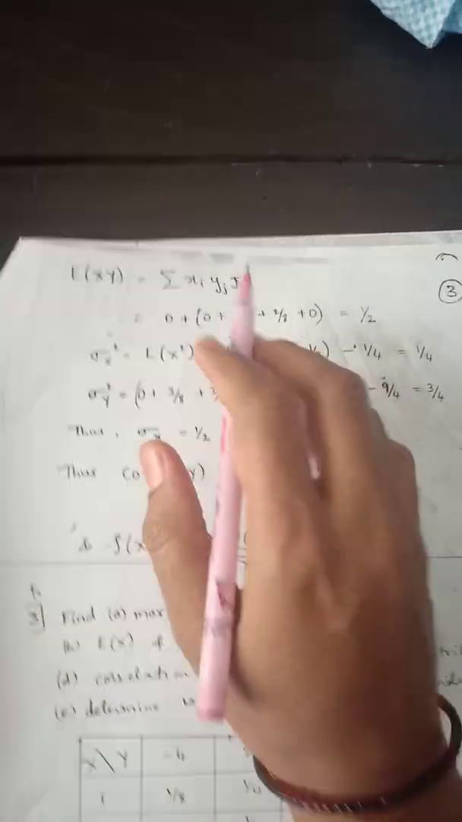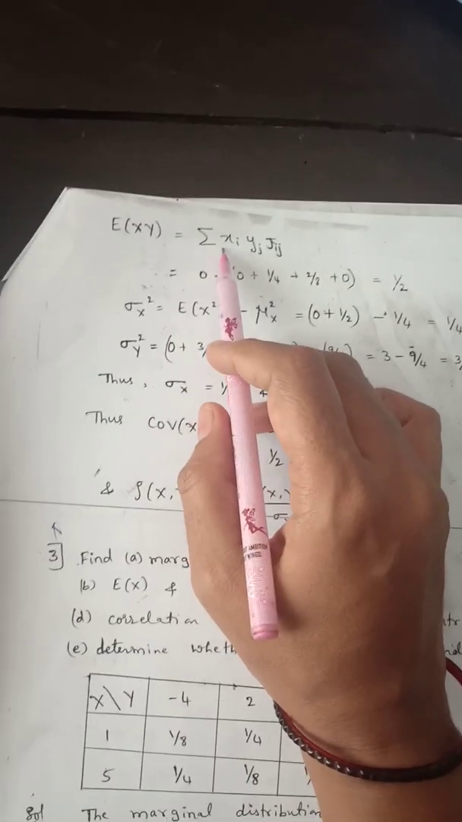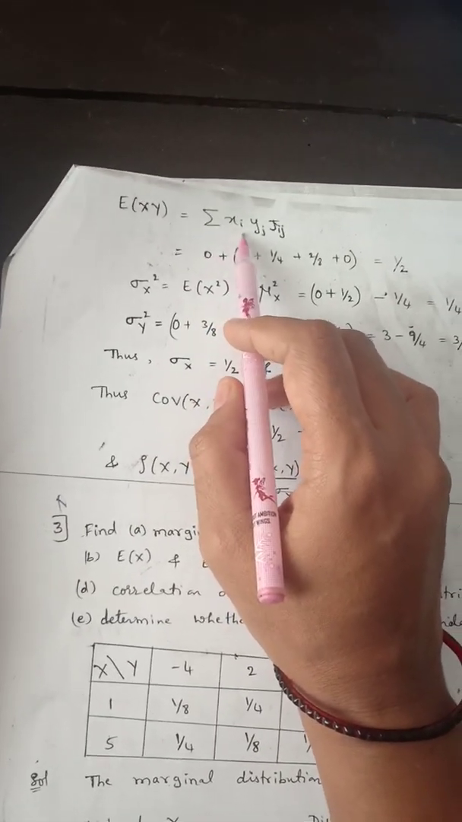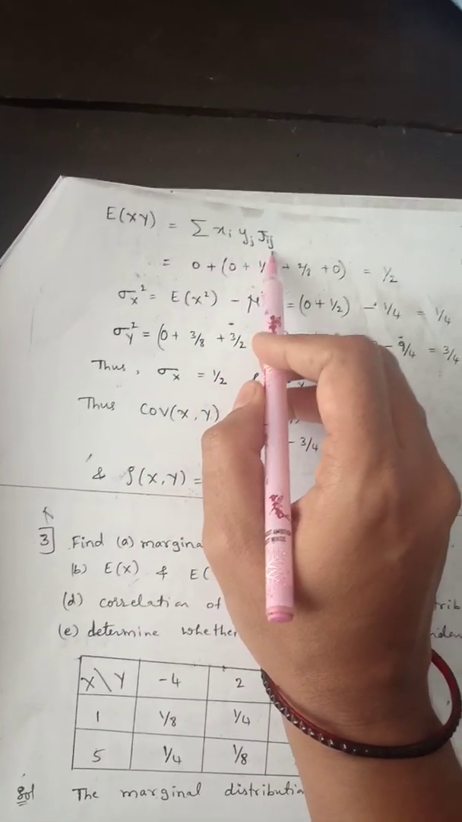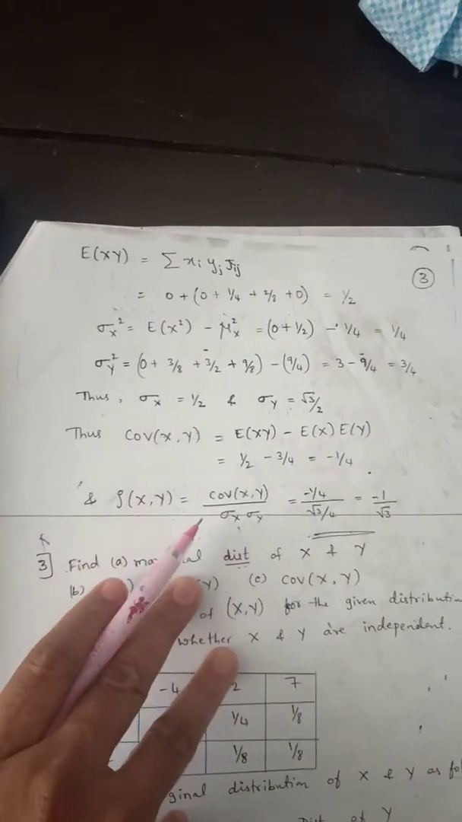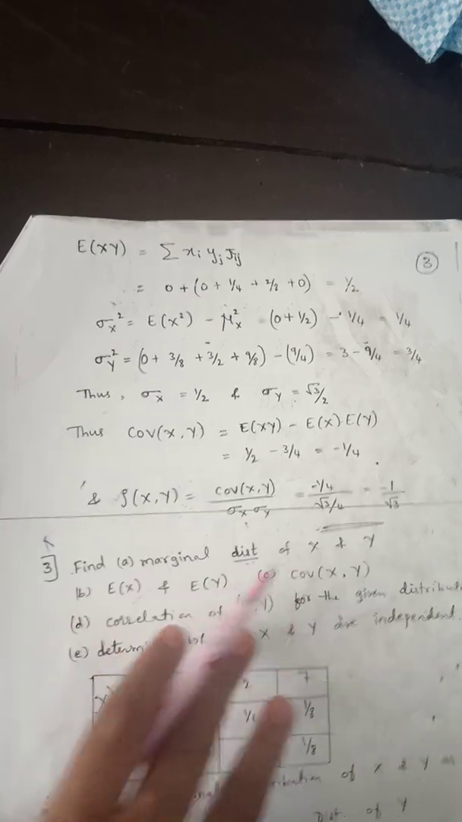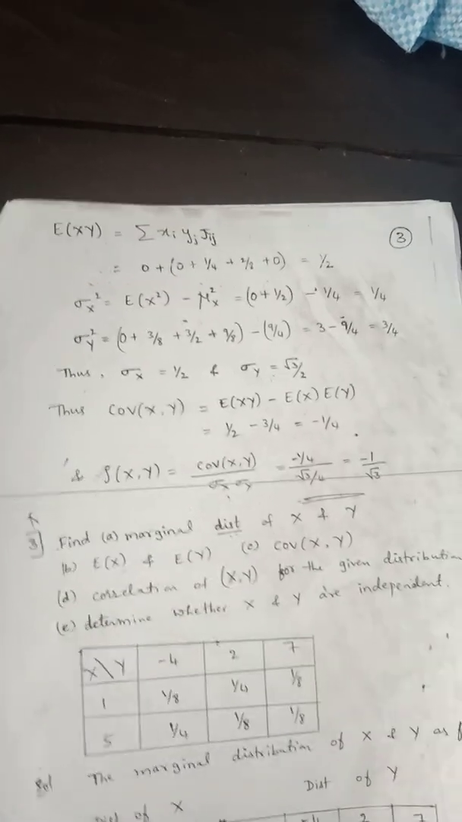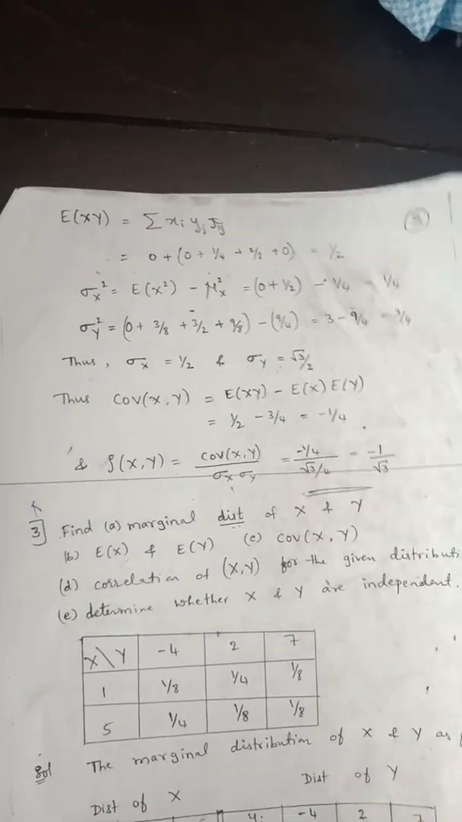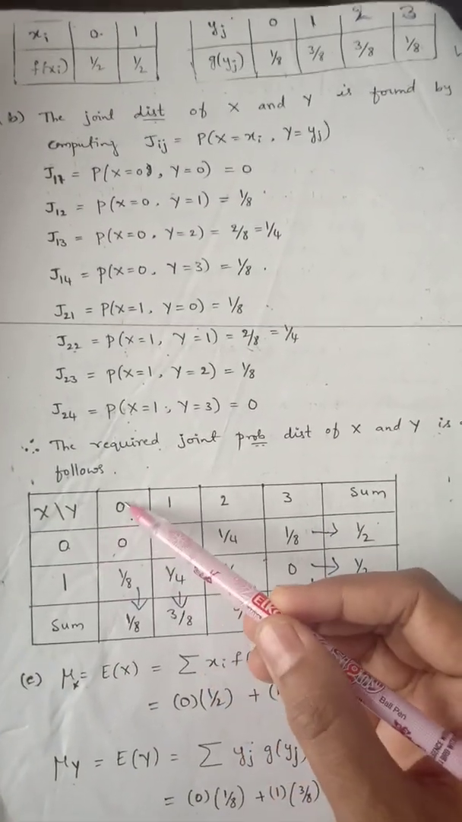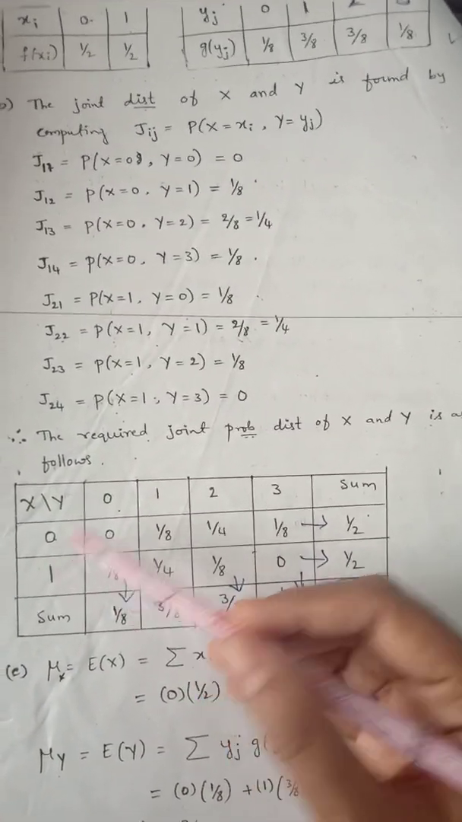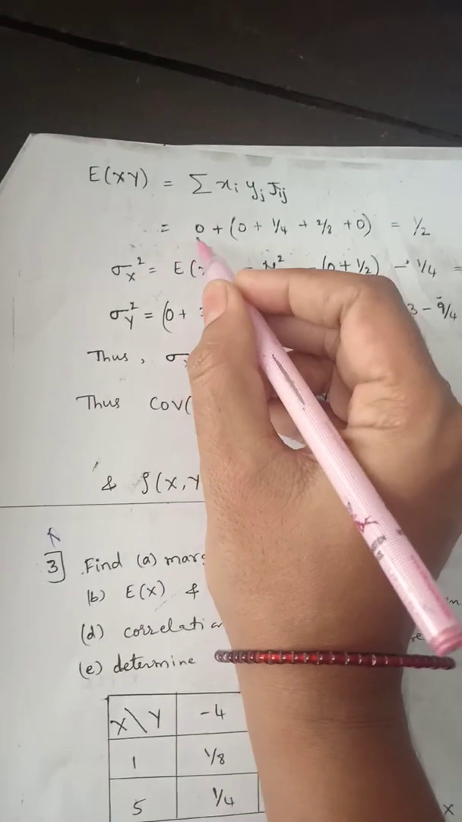Now we have to find E of xy. E of xy is the summation of xi yj into Jij. So for the first one, summation of xi yj into Jij, by using this, 0 into 0 into 0. So 0 only, that's why we wrote 0 here for the entire term.